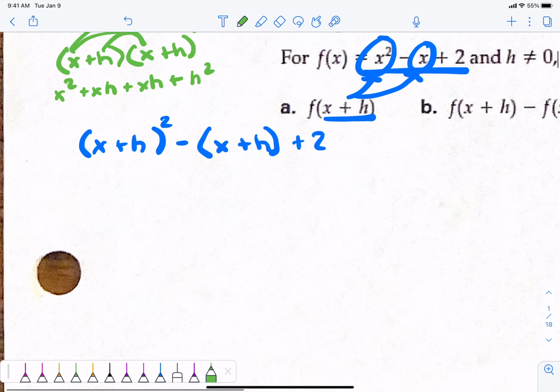Okay, so we can combine those middle two terms. We get x squared plus 2hx, or 2xh, I don't care how you write it, plus h squared. Okay, that's just this chunk.